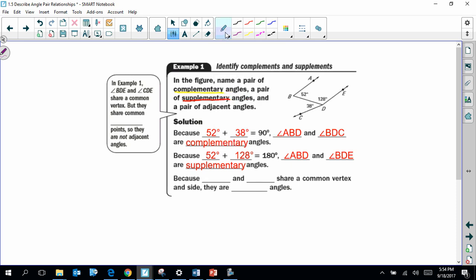Here, we're looking for angles that have a side in common. So here I have this angle, angle BDC, and then I have this angle EDB. Well, they share this side right here, and they share the vertex here at point D. So that means those angles would be something that we can classify as adjacent angles.